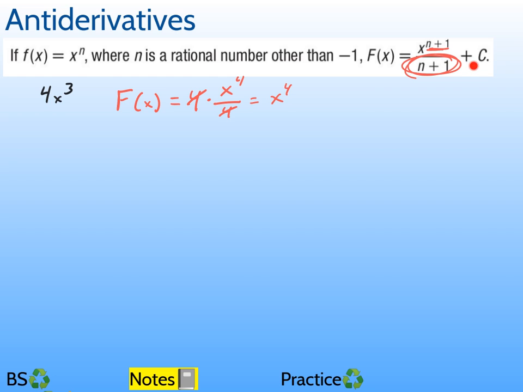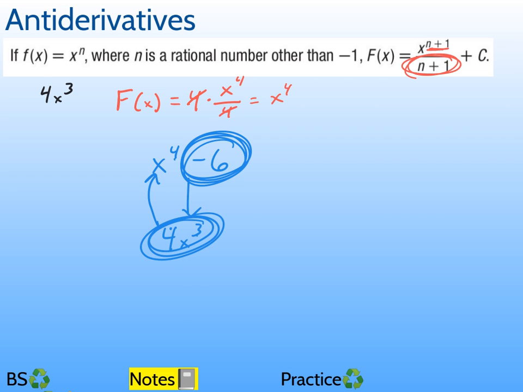Now, this plus c, let's think about the brain starter. The brain starter started from x to the fourth minus 6, and then it just went to 4x cubed. But what happened to this minus 6? When we're reversing this, we can clearly see where this 4 comes from, and we can see how the 3 would go to x to the fourth when we reverse it. But since the negative 6 disappears, if we just start with this one, we don't know exactly how to get to this minus 6 right now.